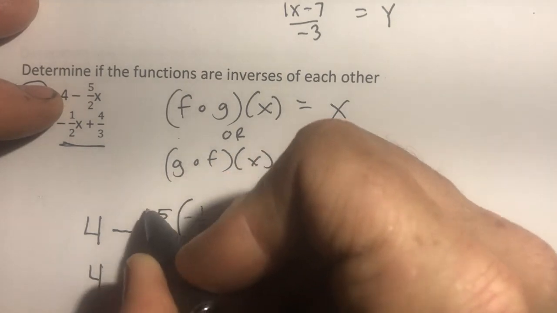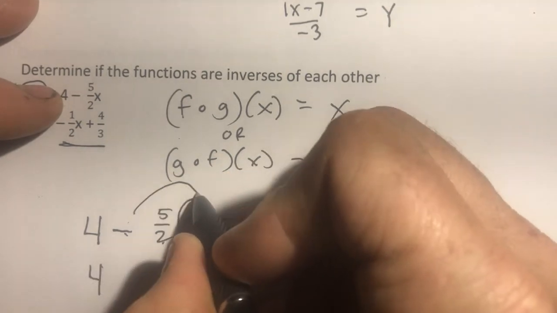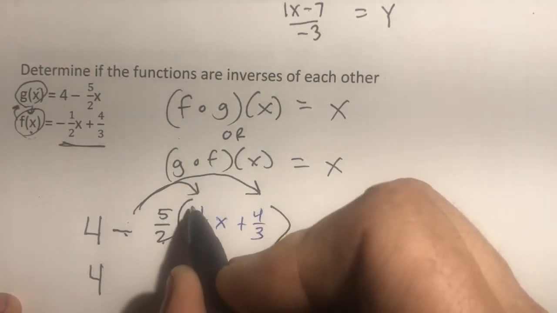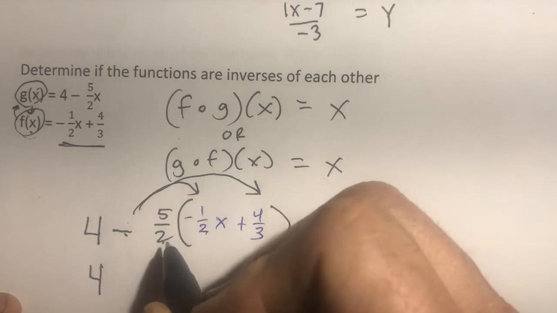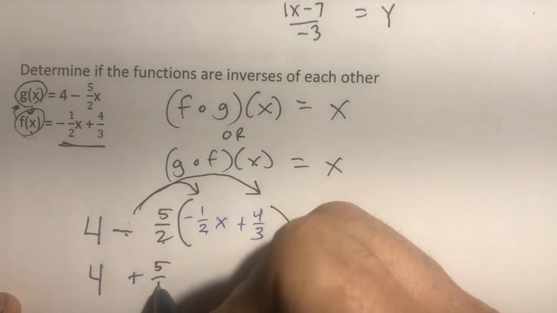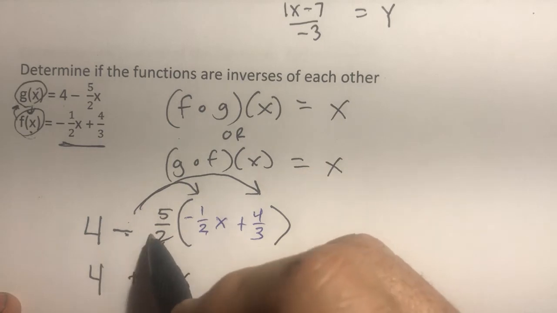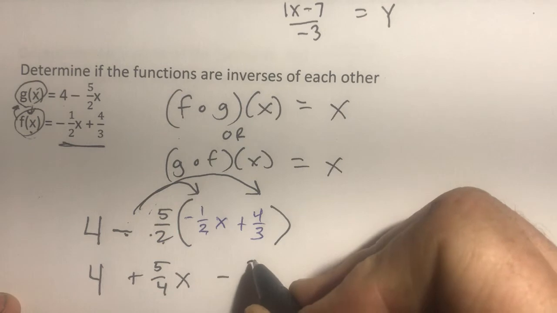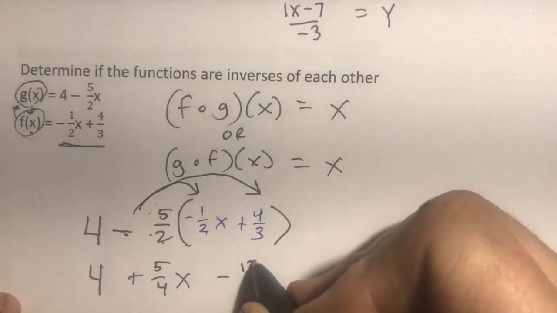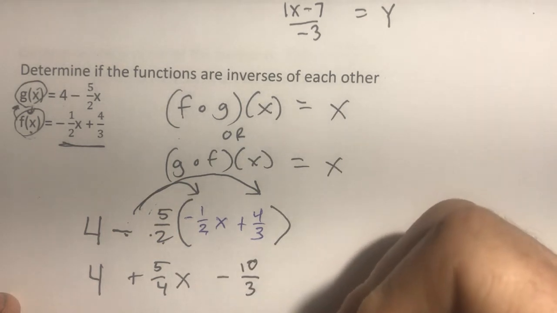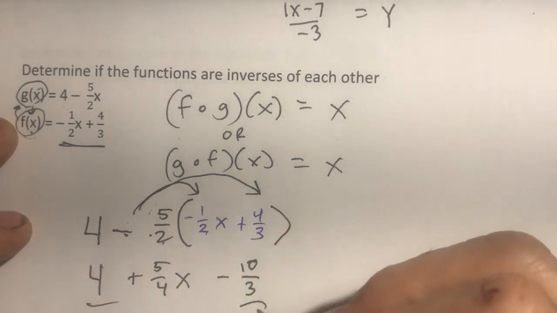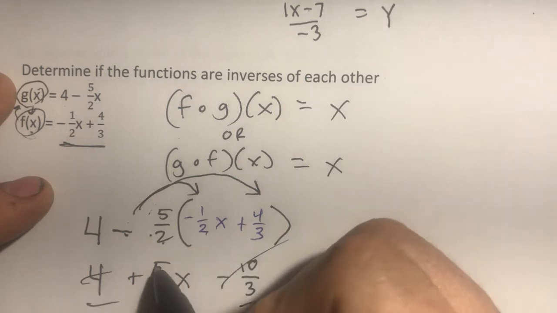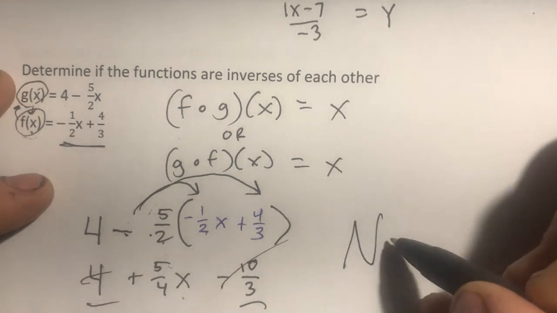But right here I got negative 5 halves in front of this, so I'm going to have to distribute this. You can use your calculator if you want to. When I do negative 5 halves times negative 1/2, I'm going to get positive 5/4. Then when I do negative 5 halves times positive 4/3, I'm going to get negative 10 over 3. All right, this goes with this. And I can already tell these are not going to cancel, and I'm not going to get rid of this anyway, so this is no.